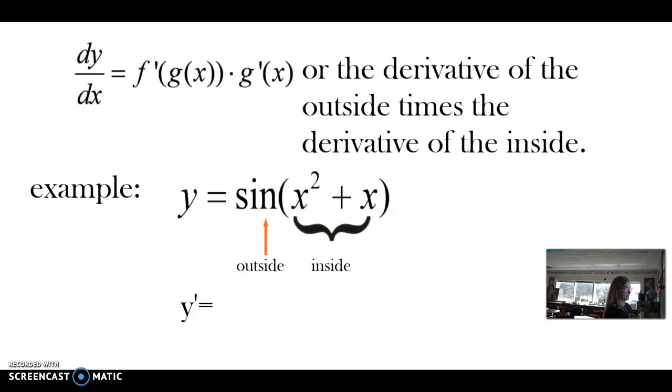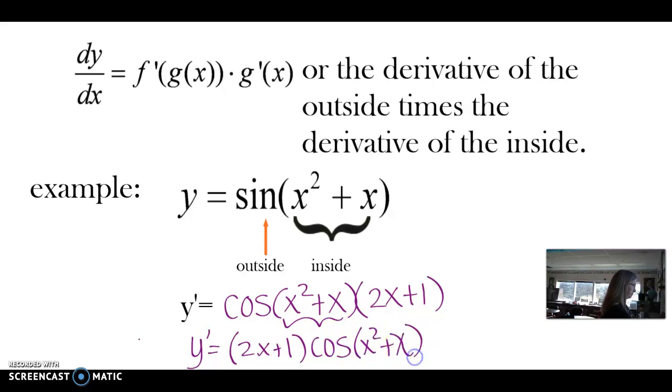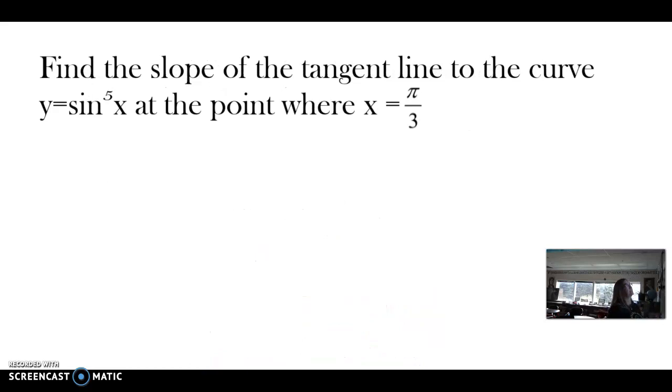So, y prime, the derivative. The outside is sine, so I'm going to take the derivative of sine, which is cosine, leave the inside as it is, now multiply, and it's multiplication, not addition, that's a big mistake I see a lot. We're going to multiply by the derivative of this inside, which is 2x plus 1. Again, I like to move that in the front just to keep track that I'm not actually taking the cosine of that piece.